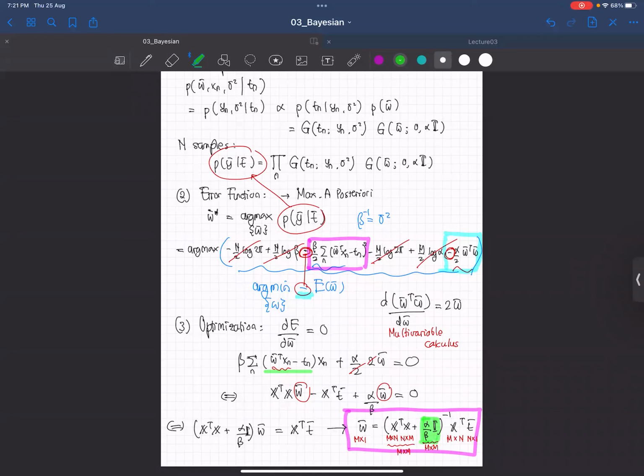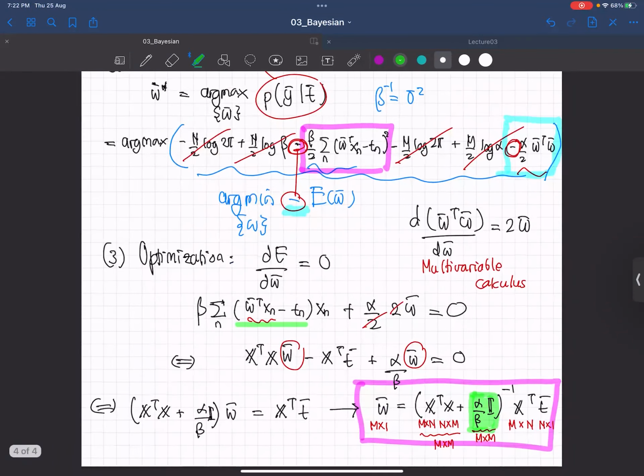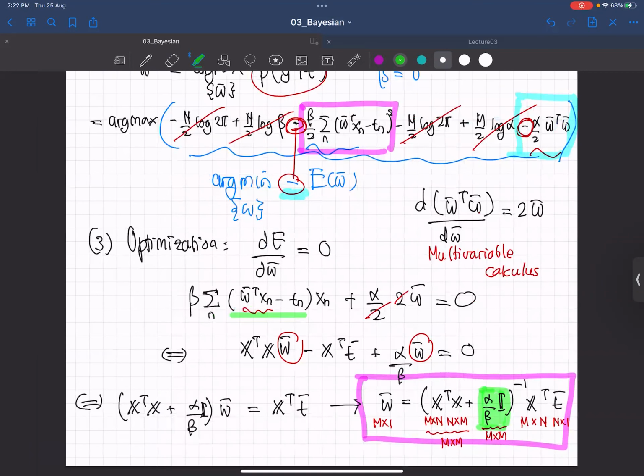Anyway, any questions here? Any questions, anyone? All right, so this is something for the assignment. So that's all actually for MAP. Before I continue, any questions for MAP?